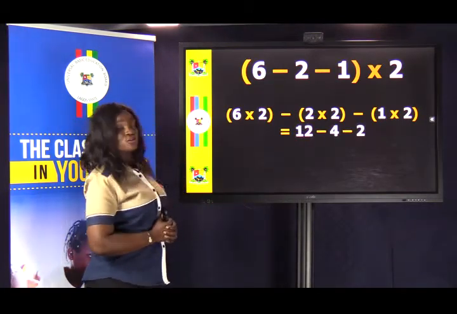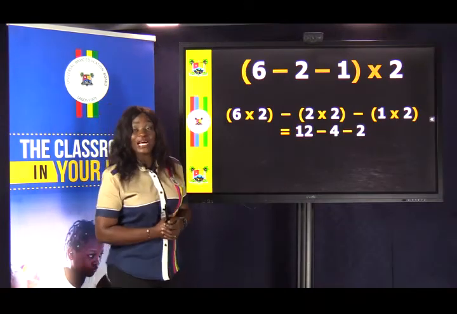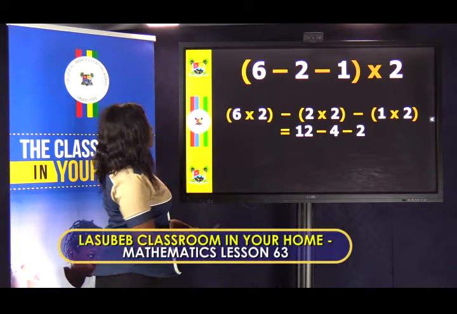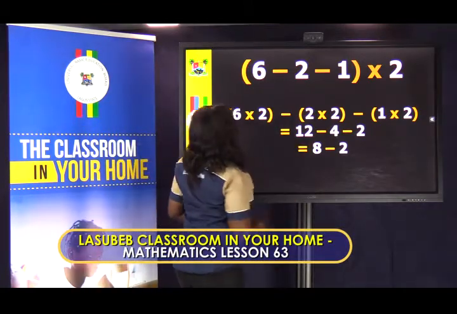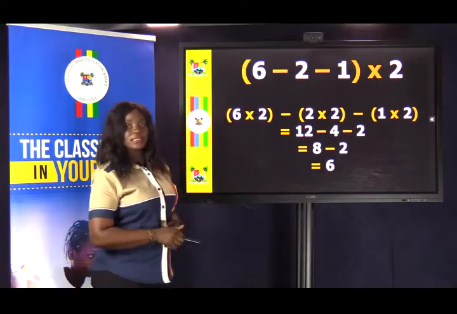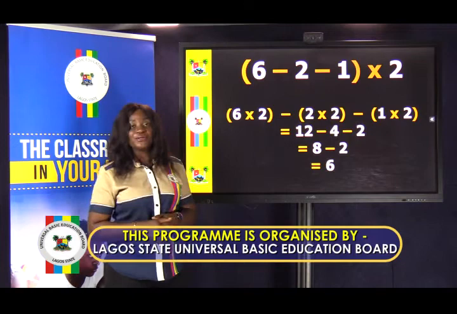So 12 take away 4, we have 8. And 8 take away 2 is 6. Did you get the sums correctly? Good job, you. You are smart.